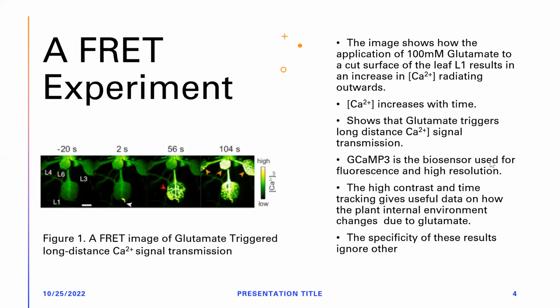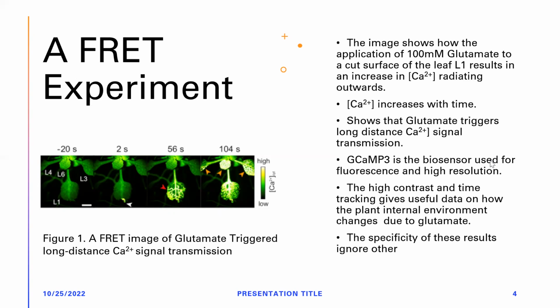So this image over here is an image of glutamate triggered long distance calcium signal transmission. We can see from left to right that as time increases, the figure tends to get more and more yellow. This image shows an application of glutamate to a cut surface of a leaf.